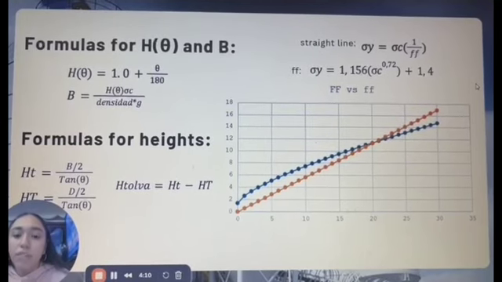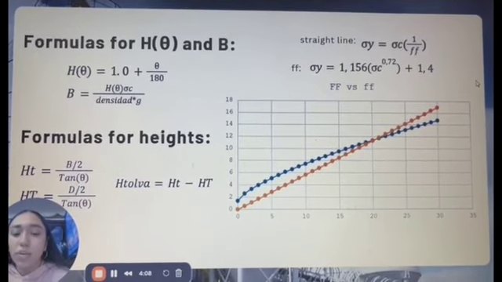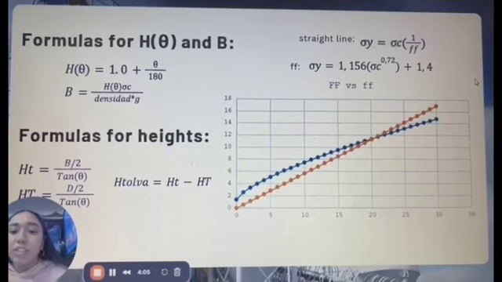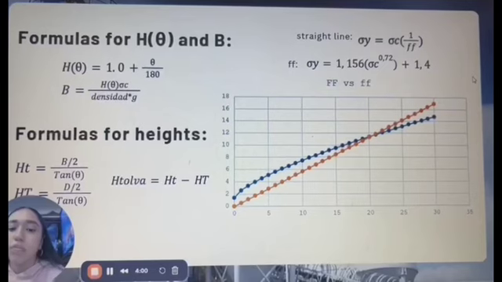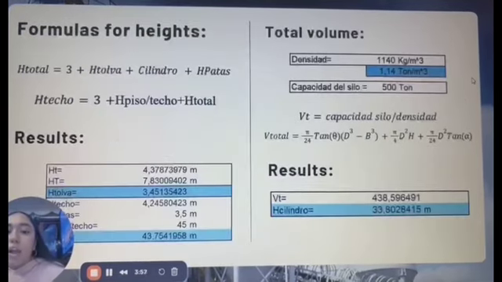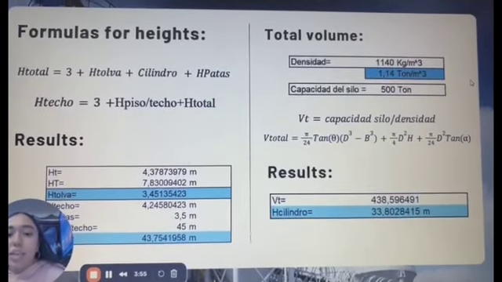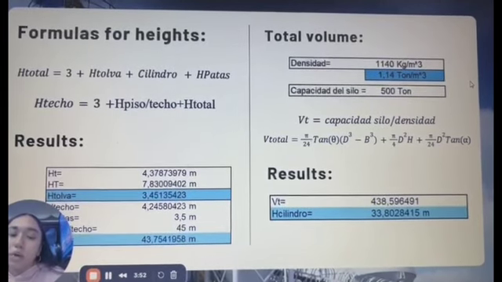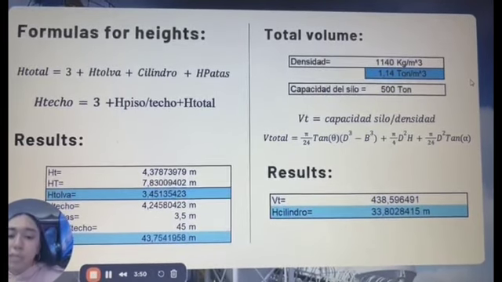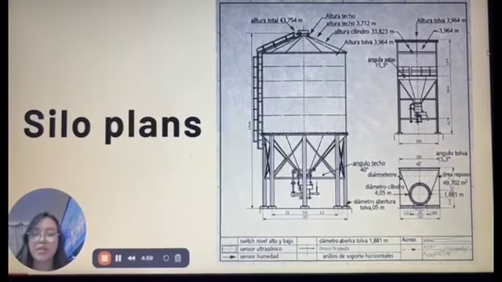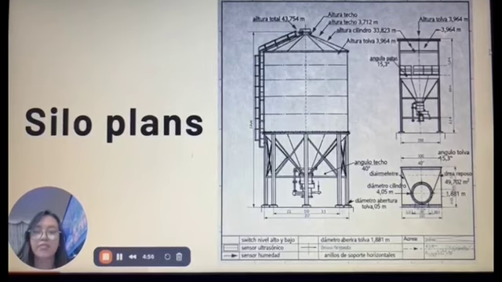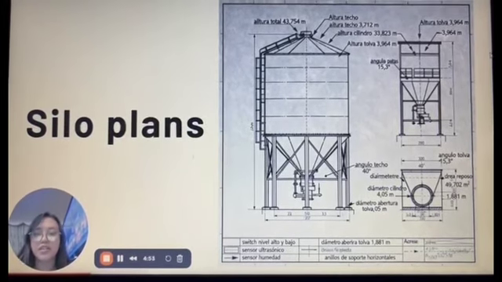Using these formulas, we fixed and calculated the HT lowercase and HT uppercase, which in both cases are of the zero. For the total heads and the ceiling, we use the formulas on the result, and the same applies to the total volumes. Silo plan. Based on the previous calculations, we designed the silo layout with the help of artificial intelligence.